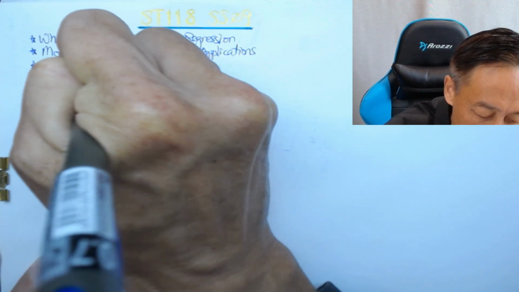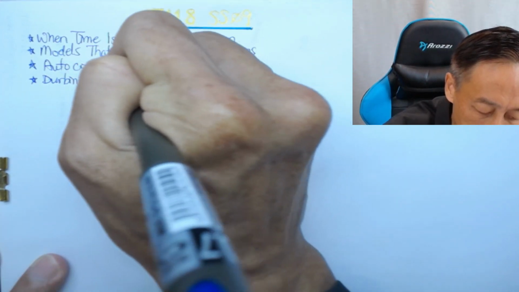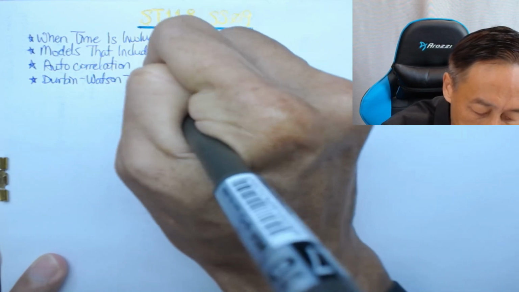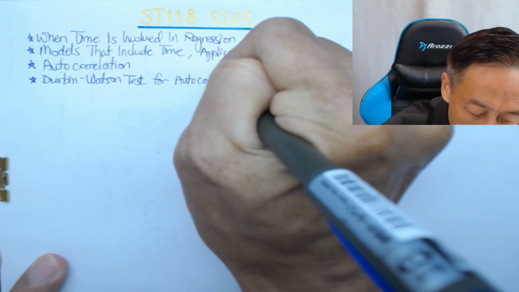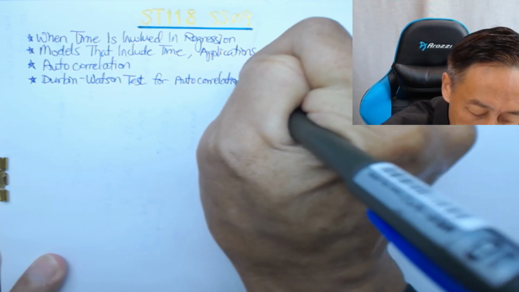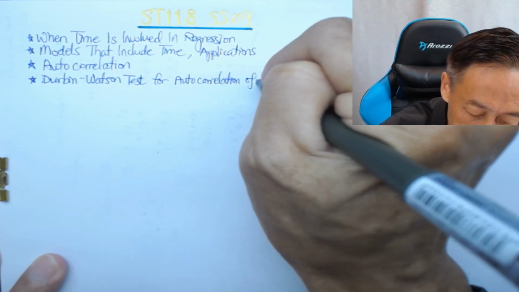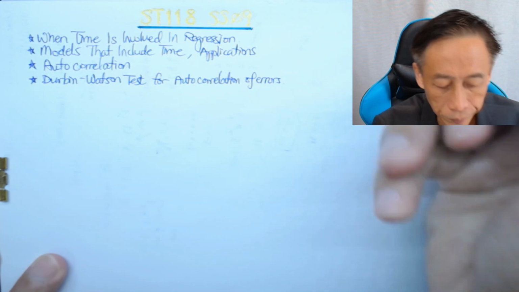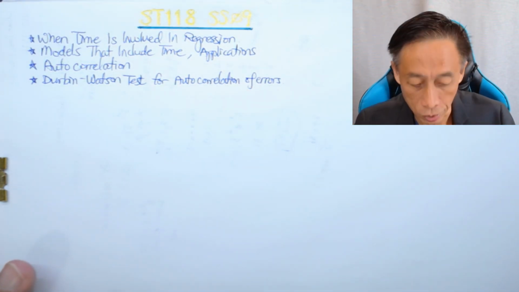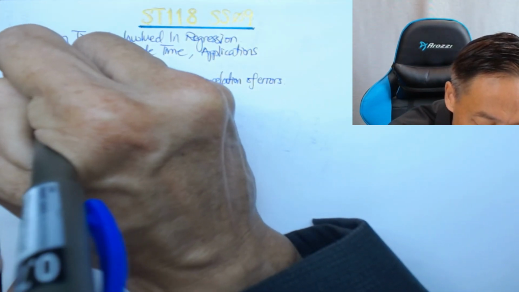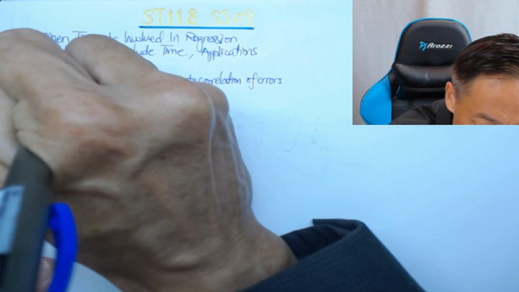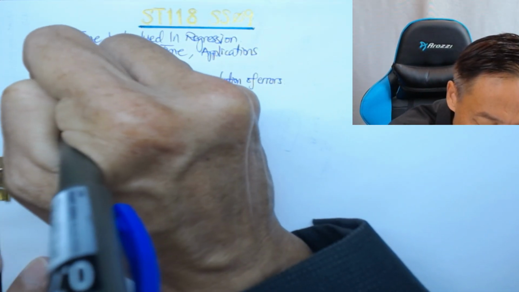And then of course we want to learn about the Durbin-Watson test for autocorrelation of errors in the linear regression model. And of course we can always look at a simple example.